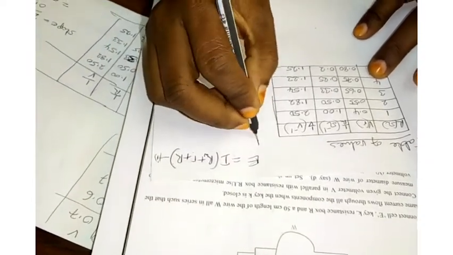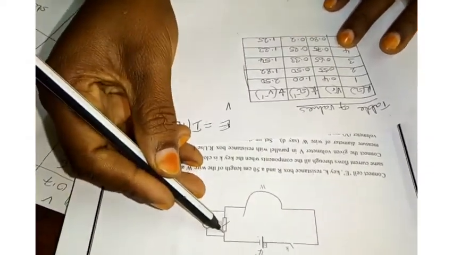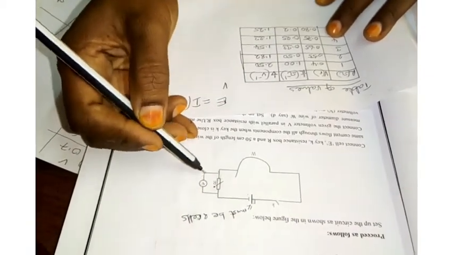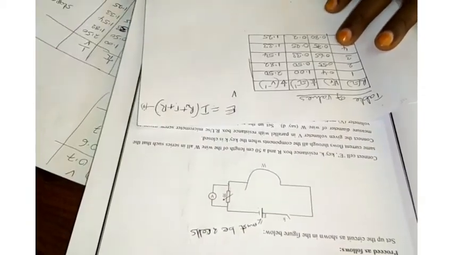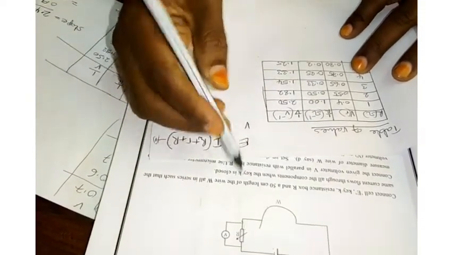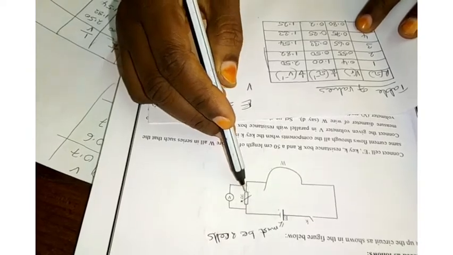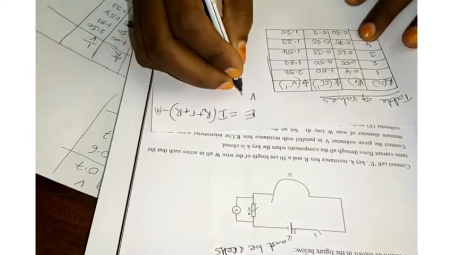Huyo unaweza kumuita equation 1. Lakini pia potential difference across this one, across the resistance is equal to the potential difference across the voltmeter. Kwa sababu gani? Voltmeter na resistance box are in parallel. So then V is equal to IR.